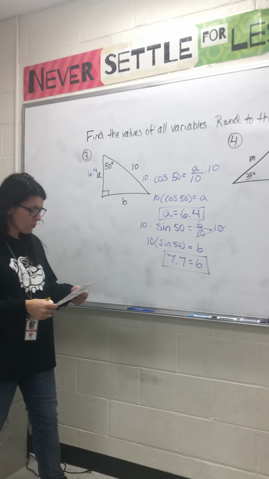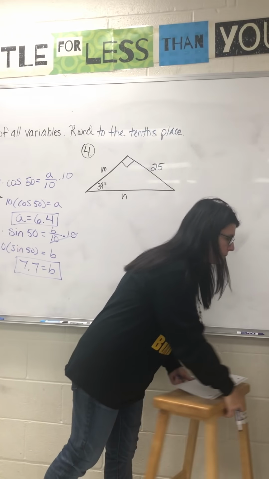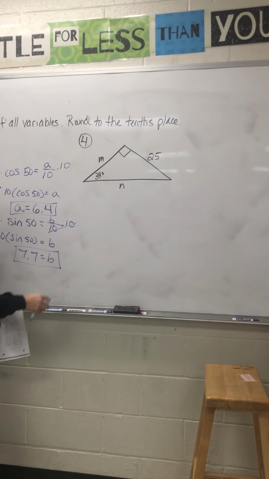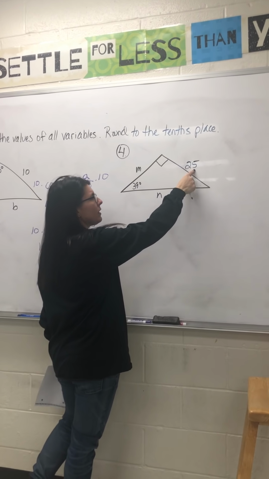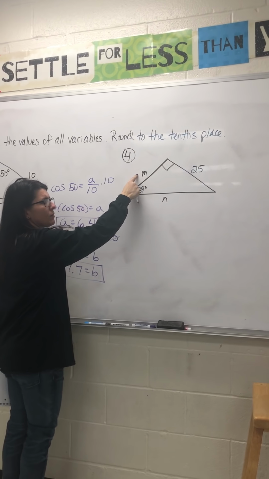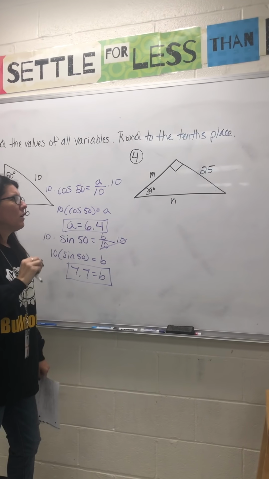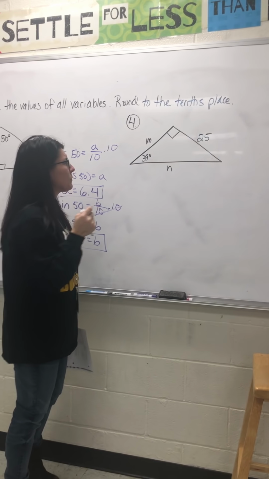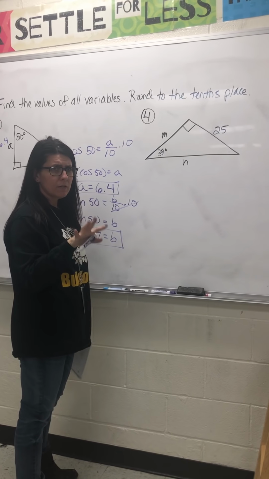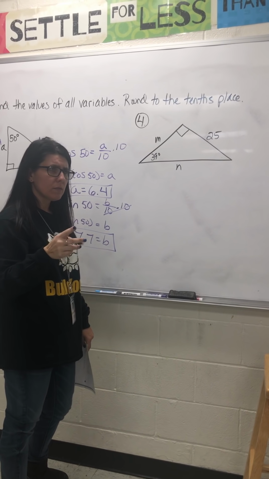The next one, number 4, same idea. We're being asked to find the value of m and the value of n. So in this case, we're given one of the legs. We have to figure out the other leg and the hypotenuse. So the first thing I'm going to do is just kind of wrap my head around what I can use. I could use tangent, but we're not doing tangent today. We're going to just use sine and cosine.